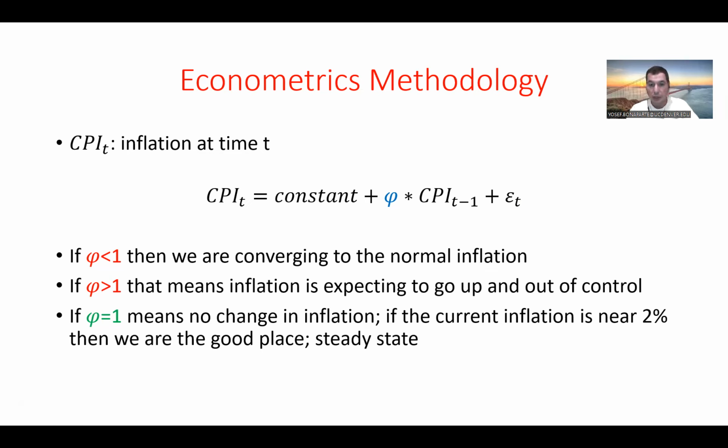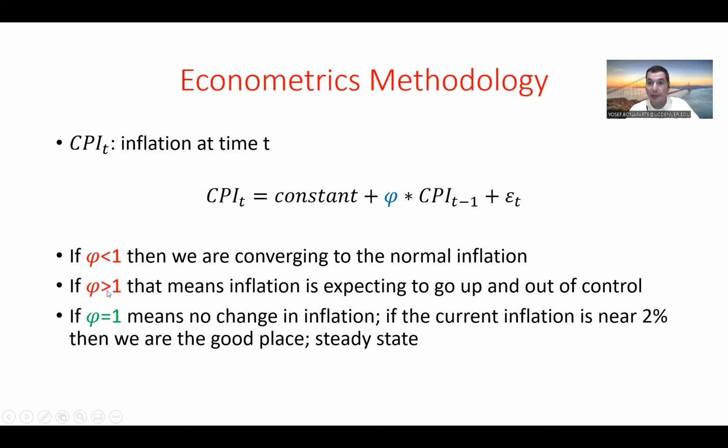That means if the inflation is 9% and phi is 0.5, then 9% times 0.5 is 4.5, so the next inflation will be 4.5, plus the constant. Whatever happened here, the next period will be lower because phi is less than 1.